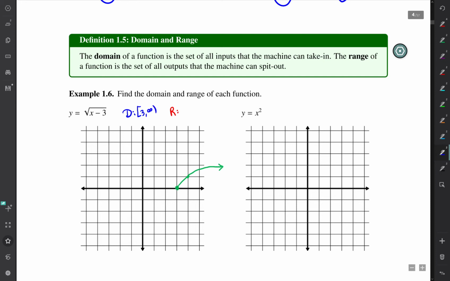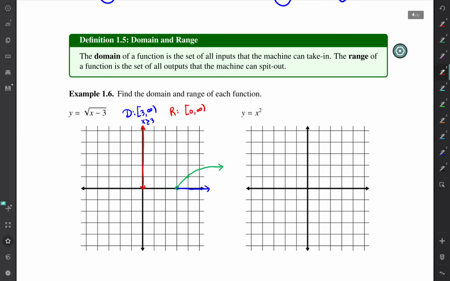So it's all x greater than or equal to 3, in other words. So the domain is all the x values that the function takes in. Now the range is going to be from 0 to infinity. That's all the y values that the function can spit out. And so even though it looks like this green arrow is leveling off a little bit, it's still going to continue off towards infinity. As x gets big, the y value is going to grow. So the range is from 0 to infinity.